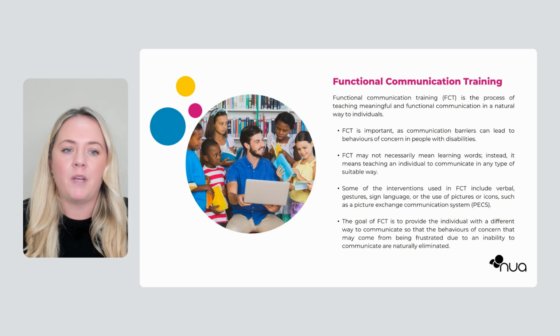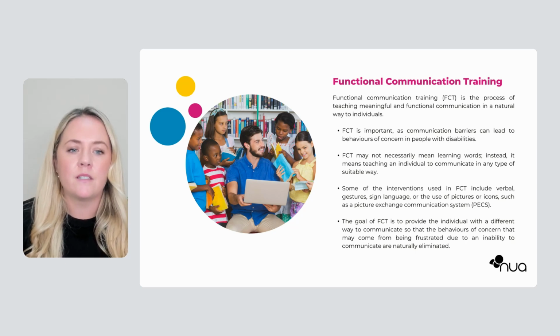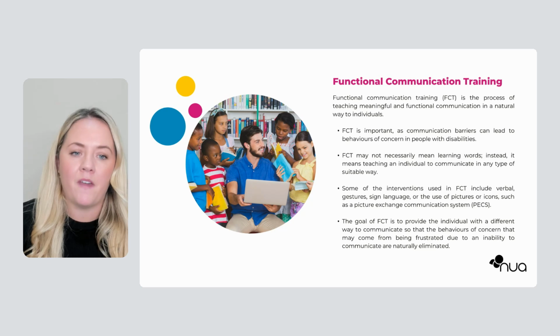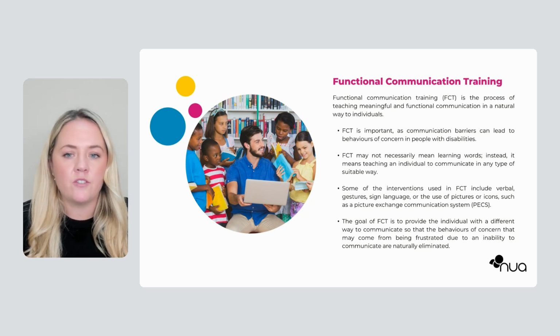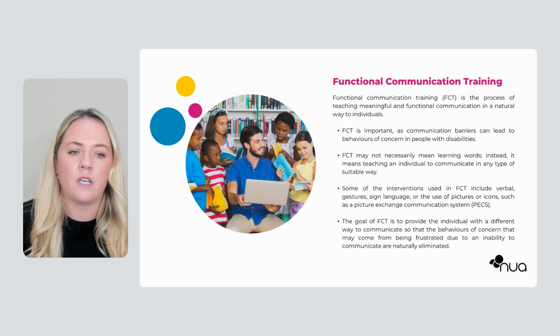Functional communication training may not necessarily mean learning words. Instead, it might mean teaching an individual to communicate in any type of suitable way for them. Some of the interventions used in FCT include verbal gestures, sign language, or the use of pictures or icons, such as Picture Exchange Communication System or PECS.